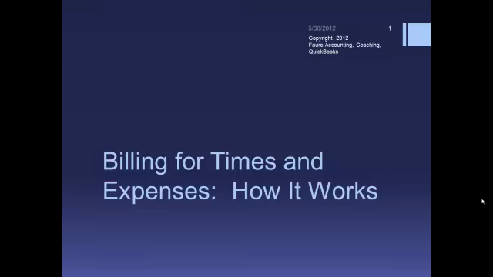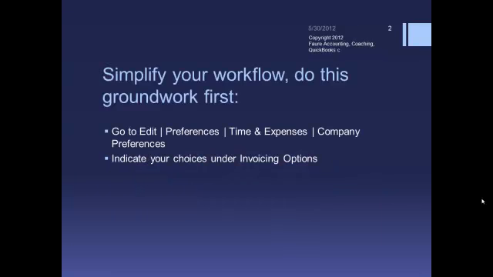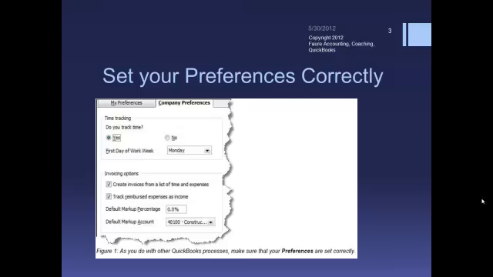QuickBooks has built-in tools to help you do this, but it's a bit of a process. To simplify your workflow, do this groundwork first. Go to Edit, Preferences, Time and Expenses, Company Preferences. Then click the Yes button under Time Tracking and indicate your choices under Invoicing Options. If you plan to mark up some costs and want a default number, enter percentage and account. These can be changed on individual invoices. And you can see by the picture what that might look like for you.